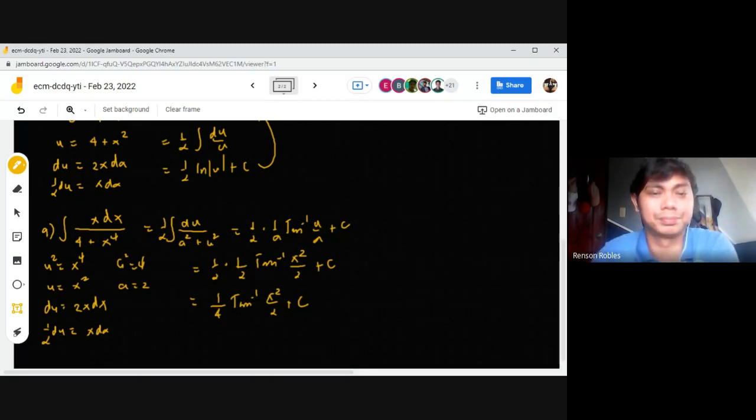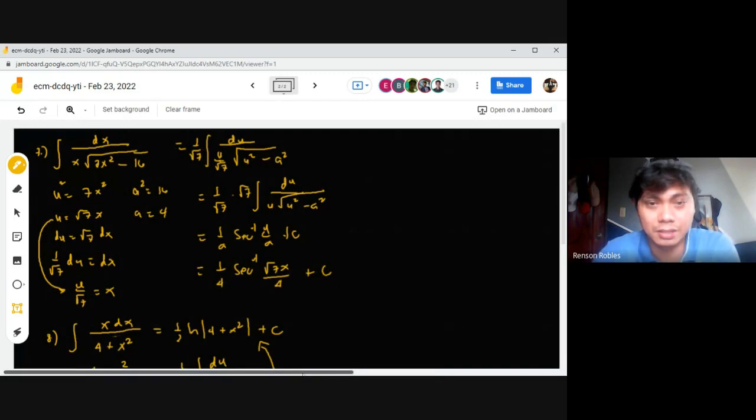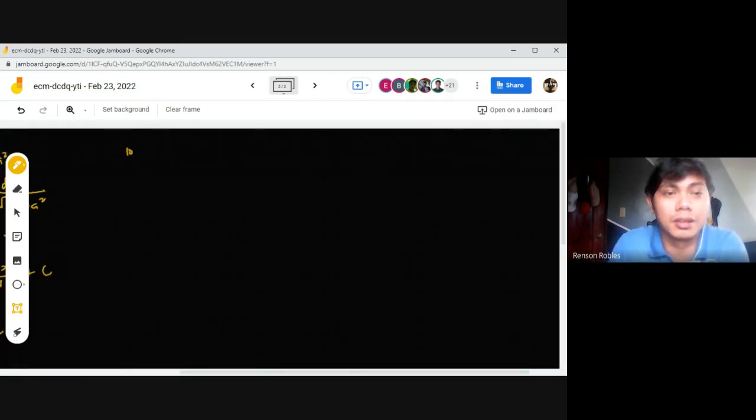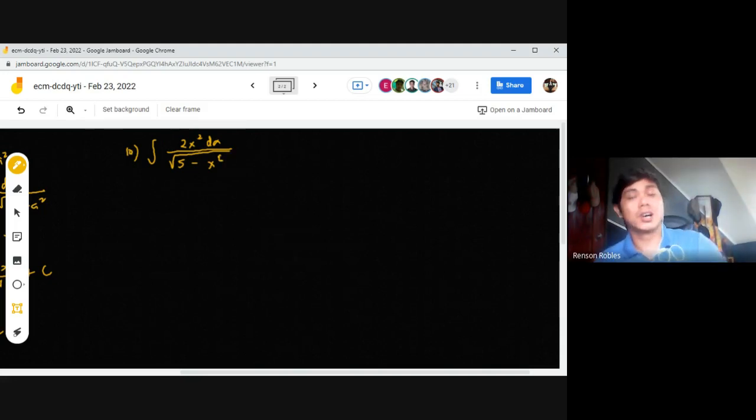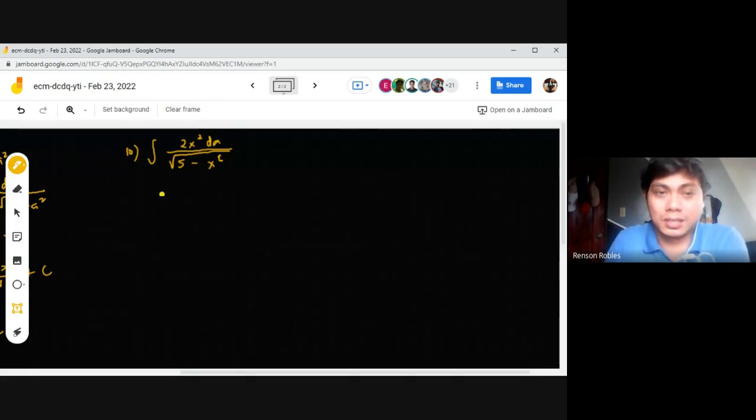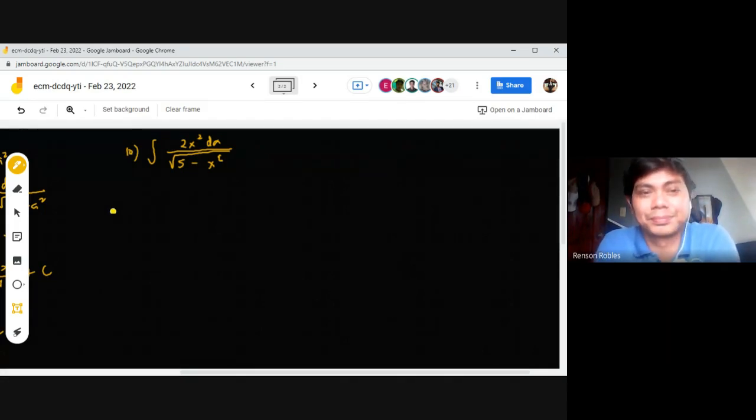Okay, another form. 9, 10. Integral of, sige, dun tayo sa sign. Say 2x squared dx all over the square root of 5 minus x to the 6. Okay, that's 2x squared dx all over the square root of 5 minus x to the 6. Can you guess an answer? It will give you an arc sign.